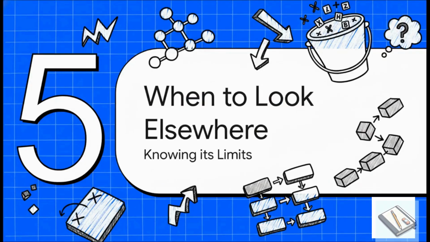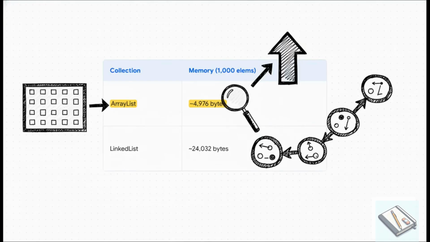But of course, there's no silver bullet in programming. No data structure is perfect for every single situation. So it's just as important to know when an ArrayList is the wrong tool for the job. But first, let's look at one more area where ArrayList is the clear winner: memory. Just look at these numbers. For the same 1,000 elements, a linked list can take up almost 5 times more memory. That's because of all the extra overhead it needs. So if you're working in a memory-sensitive environment, ArrayList is a no-brainer.